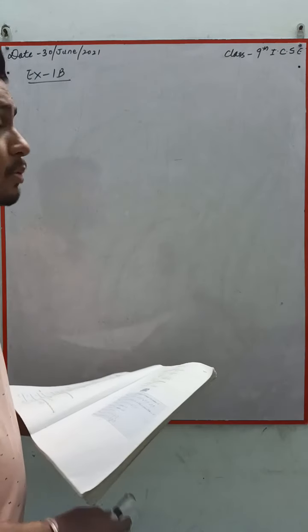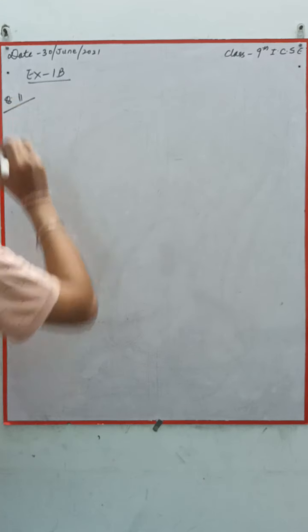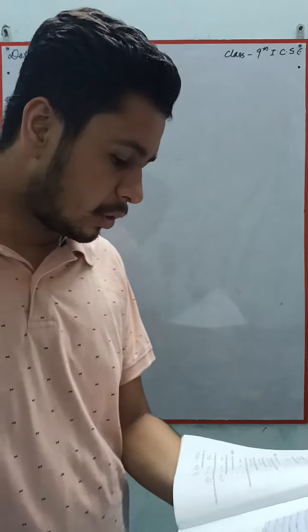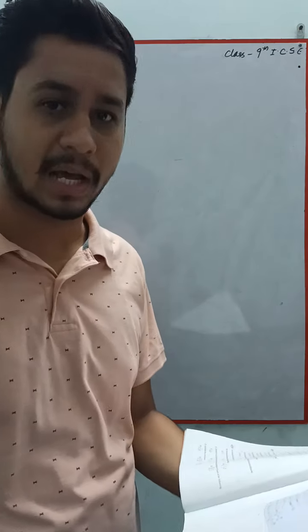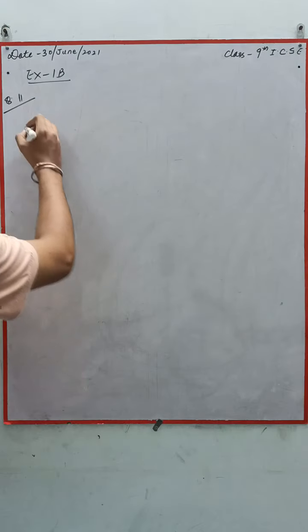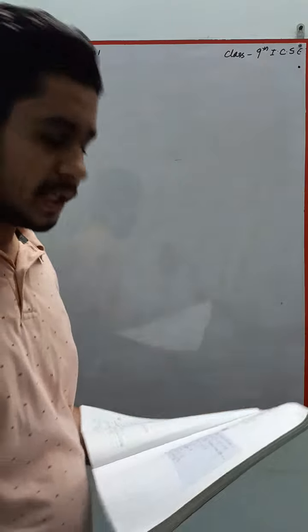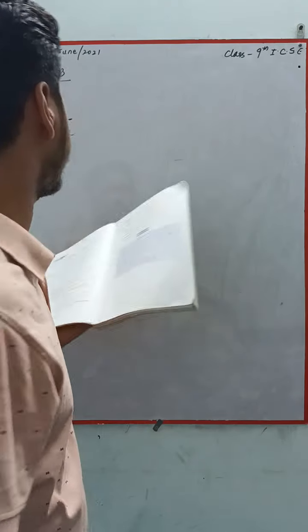Now let's come to the 11th question. From 11th question we have to start. So question number 11 says rationalize the denominator and write the conjugate irrational number of each of the following. That means two questions they are asking. First, in A question, 1 upon 3 root 2. We need to rationalize the denominator as well as write the conjugate of this one.